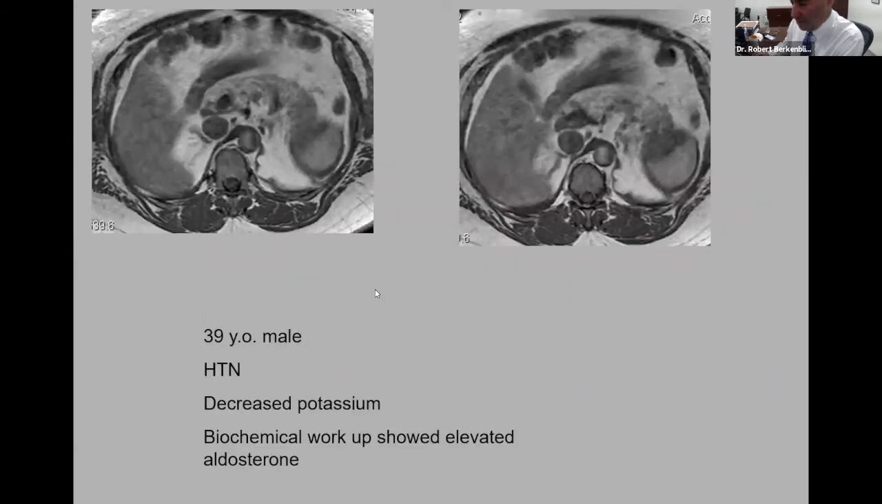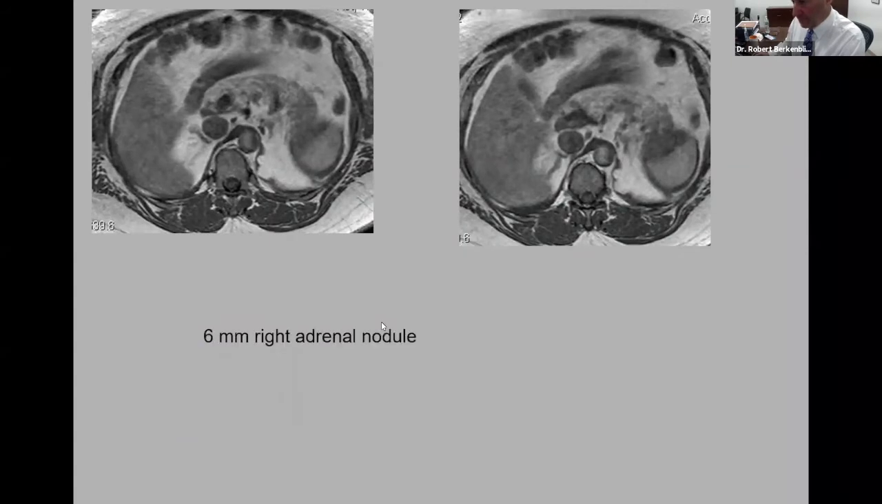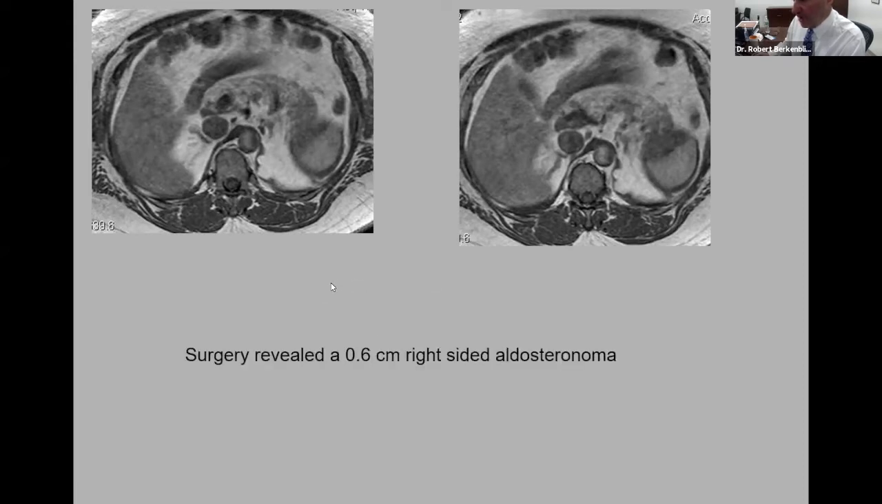Here's a 39-year-old male with a history of hypertension and decreased potassium. Biochemical workup showed elevated aldosterone. And here you can see this 6-millimeter right adrenal nodule. They went on for adrenal vein sampling, which localized to the right, and surgery revealed a 6-millimeter right-sided aldosteronoma.